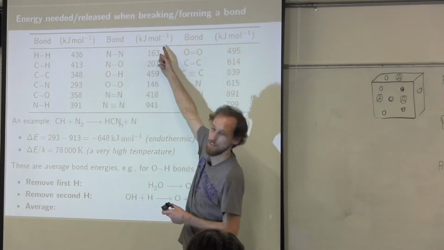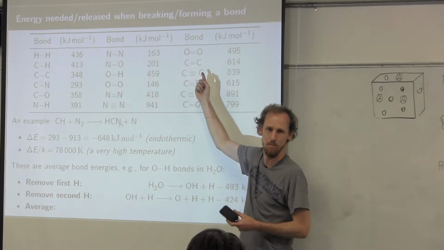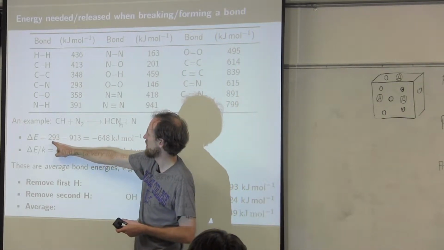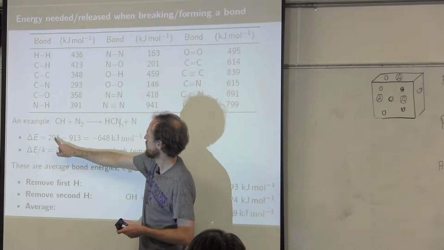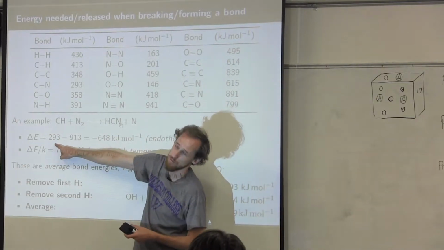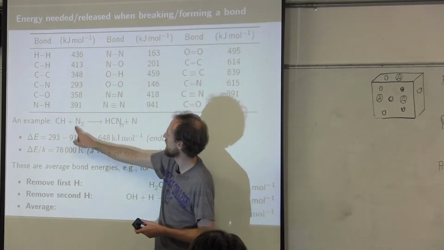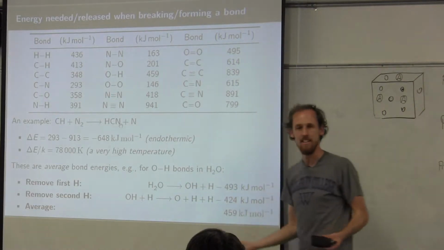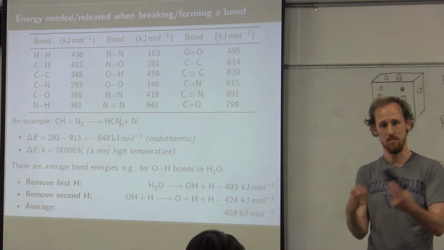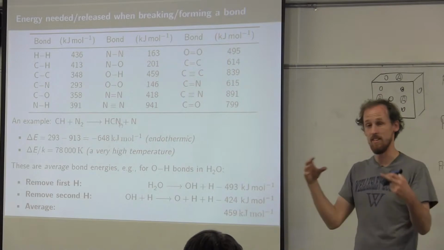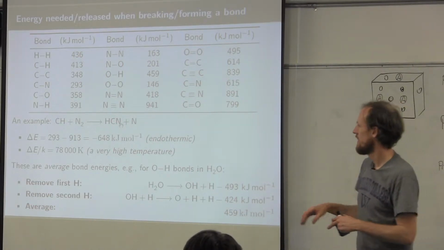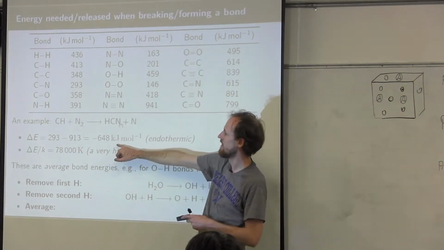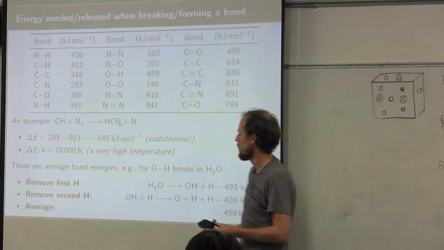And so I don't know if you remember this unit. This is the crazy unit chemists use, so we'll stay with that. 293, so we're forming a 293 kilojoule per mole bond. That's this one. And we're breaking an N2 bond. So overall, we're not gaining energy from this reaction, we have to put some in because we're breaking a strong N2 bond and making a relatively weak CN bond. And the amount of energy, if you take the difference, is 648 kilojoules per mole.